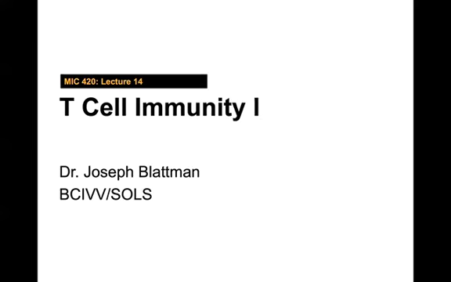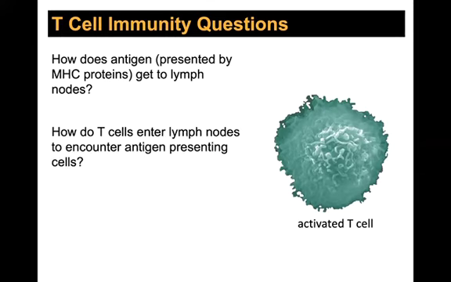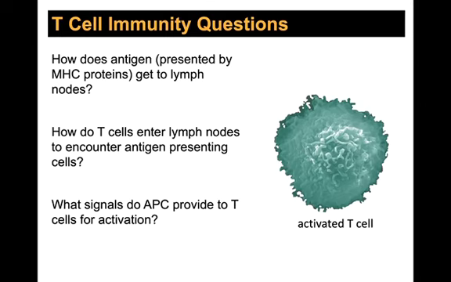Okay, so let's start with T cell immunity. And I want to start with the questions, right? It's important to phrase this in terms of, how does the antigen get to the lymph node for presentation to T cells? How do the T cells get to the lymph nodes to look for antigen presenting cells? And then what signals do those antigen presenting cells provide to the T cells for them to become activated and go and do their job? And in the subsequent lectures, we'll start dividing this up into the different ways that CD4 cells and CD8 cells respond. But for now, we're just going to keep it general, talking about T cells as if they're one kind of T cell.